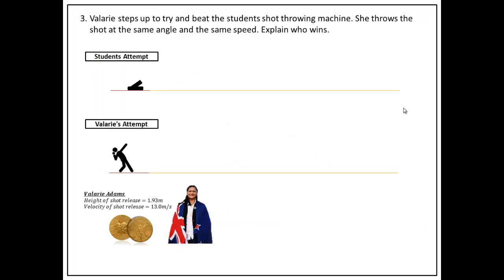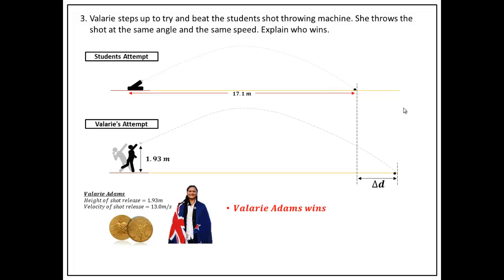Question 3 wants you to state who wins and why. And it is only a straightforward question if you are able to imagine the path of both shot puts. Here we can see how the path of the shot put compares if thrown at the same time. Once you can imagine this, it is not too difficult to state that Valerie wins, and that the reason why she wins is that she released the shot put from a height above ground.